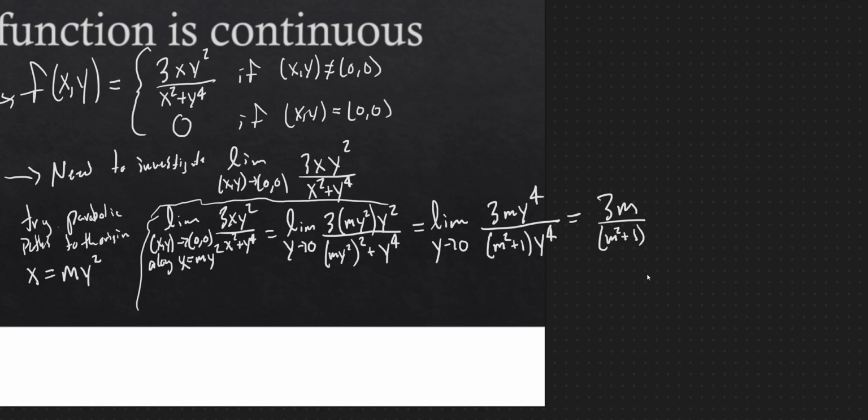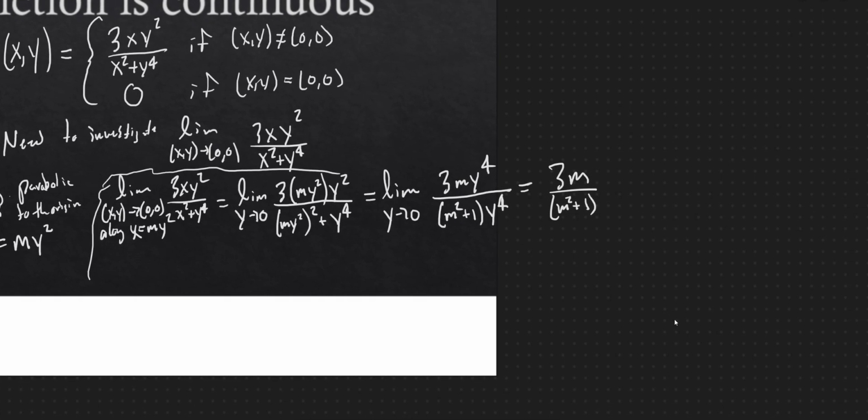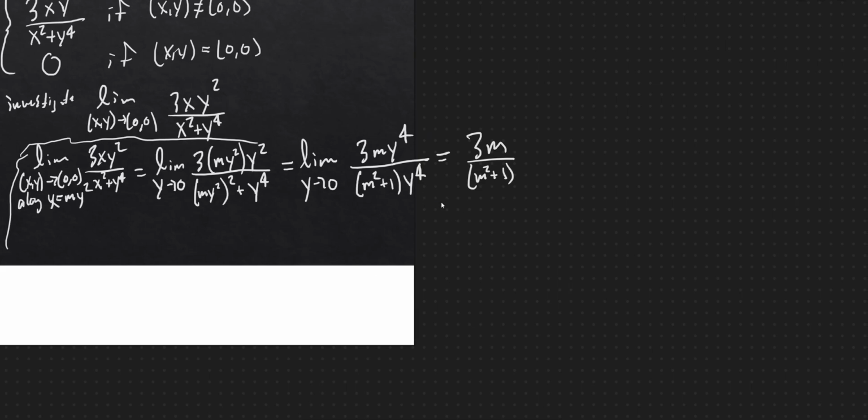So constant with respect to x and y, but not necessarily with respect to m, right? As I change m, this value is going to change. So the idea is if I approach along the parabola, so along x equal y squared, so that's when m is equal to 1, we get 3 over 2. We get 3 halves as the limit.